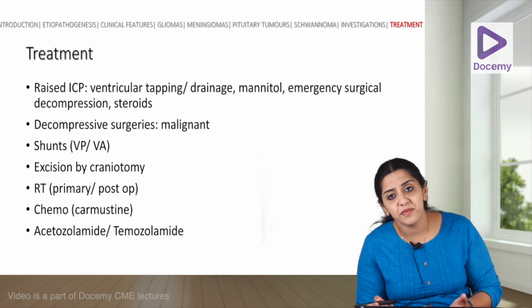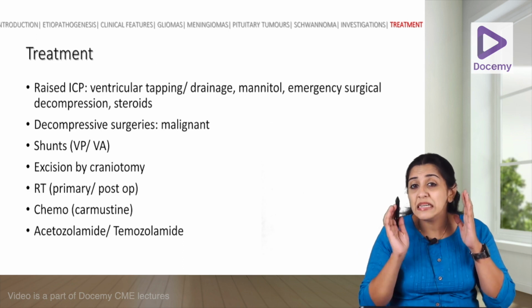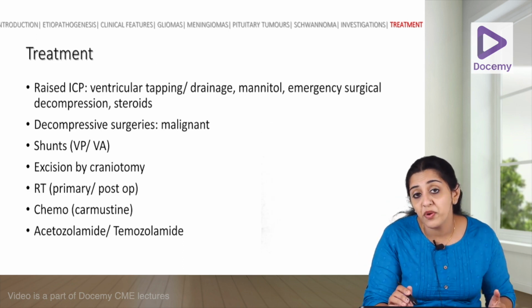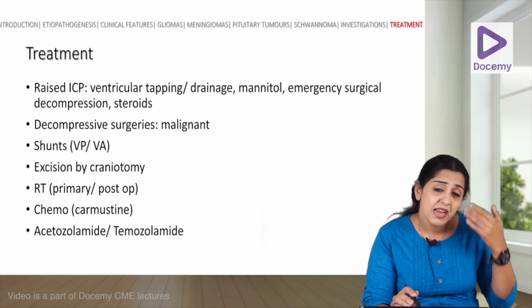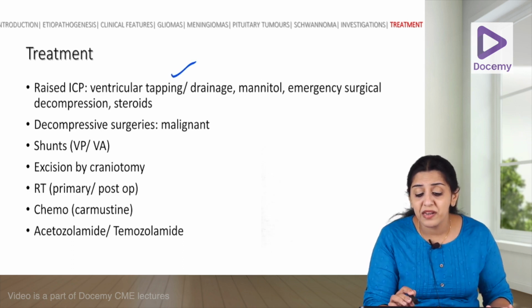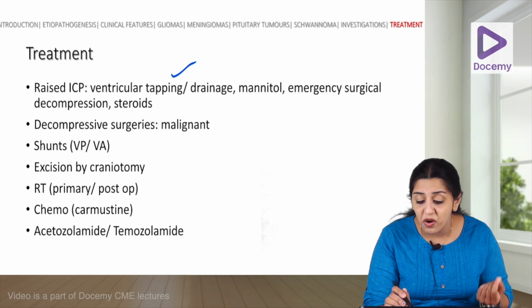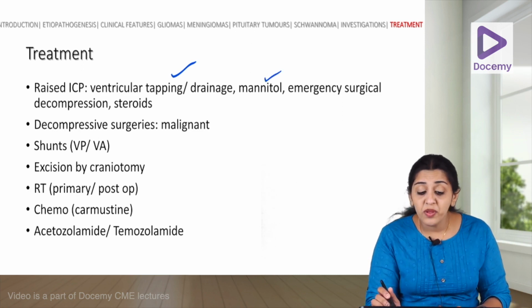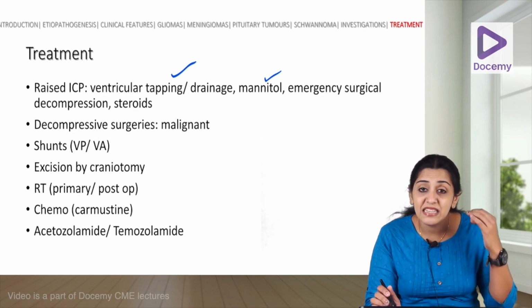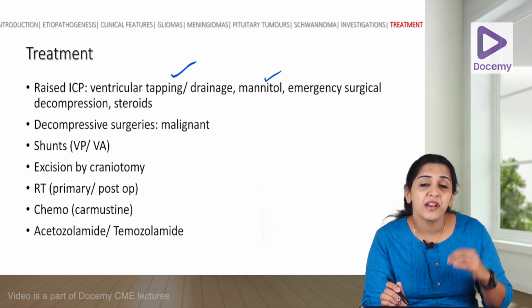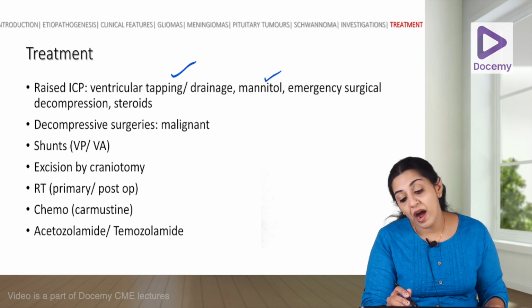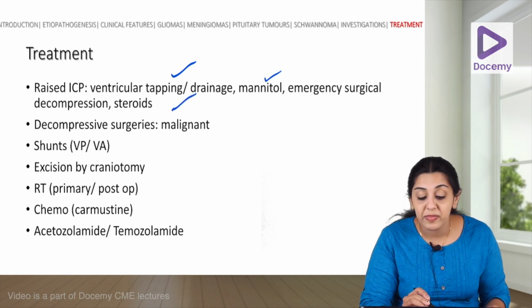What is the treatment? First of all, you have to deal with the symptoms of the patient, like raised ICP. For raised ICP, what do you do? Raised intracranial tension. It might be because of the hydrocephalus. So you may have to do a ventricular tapping or drainage and decrease the edema by giving mannitol, or you may have to give an emergency surgical decompression to reduce the amount of CSF. Okay, and also high dose steroids are also useful.